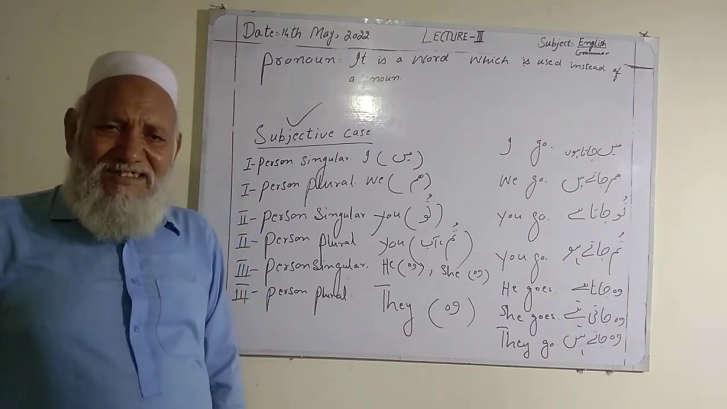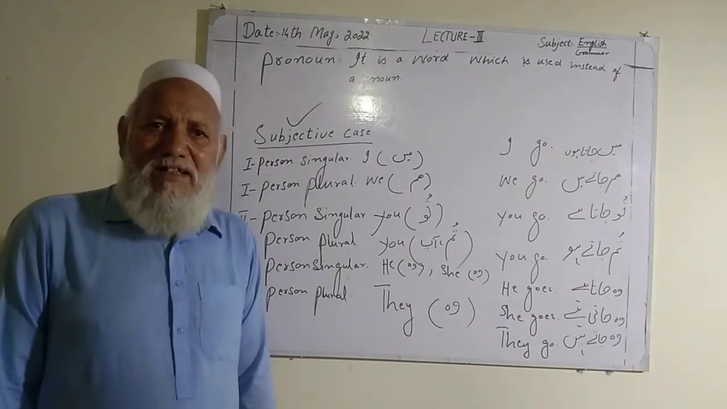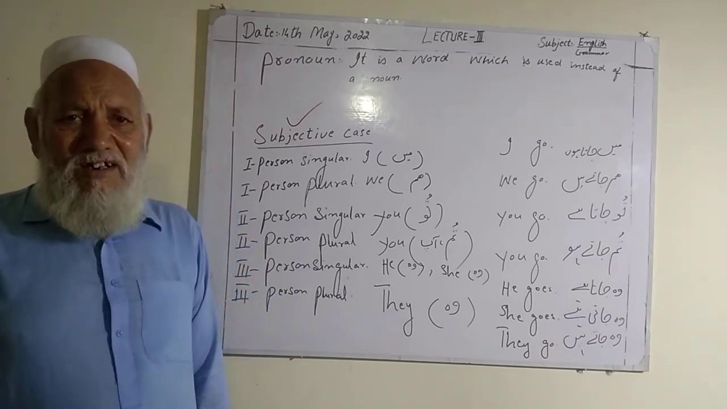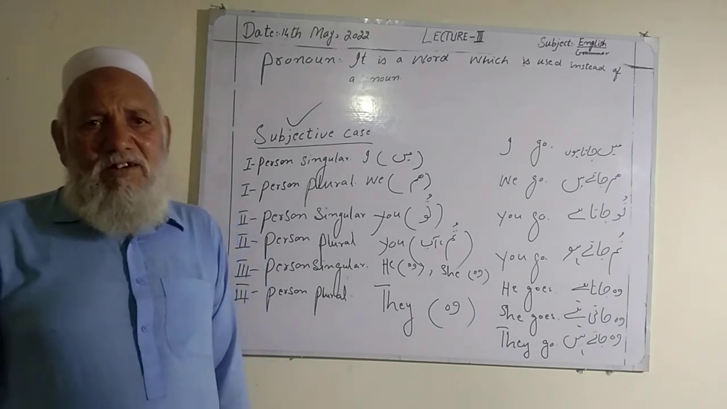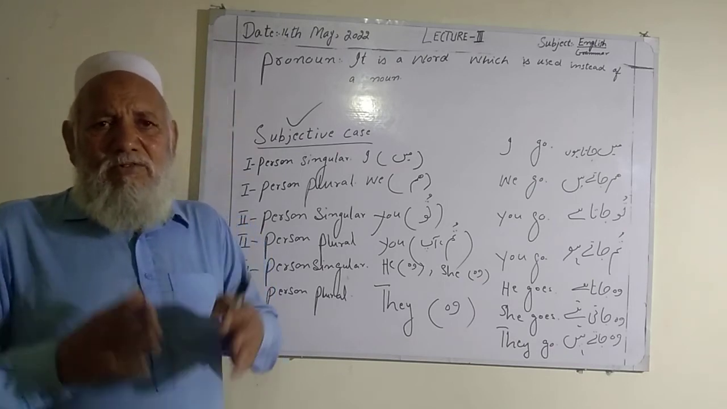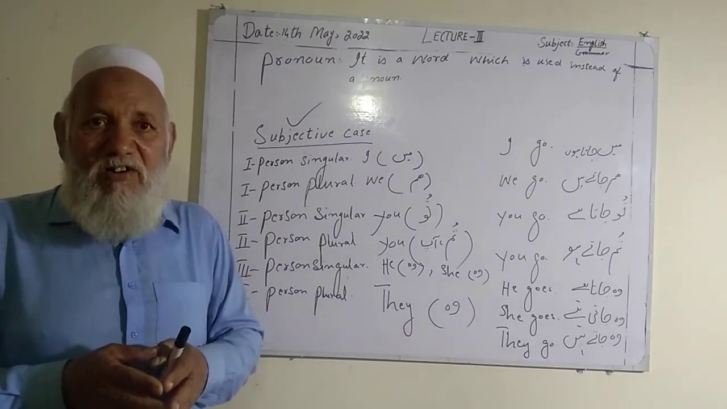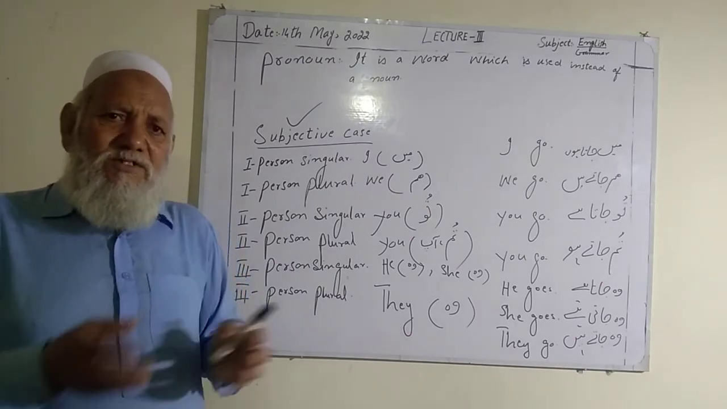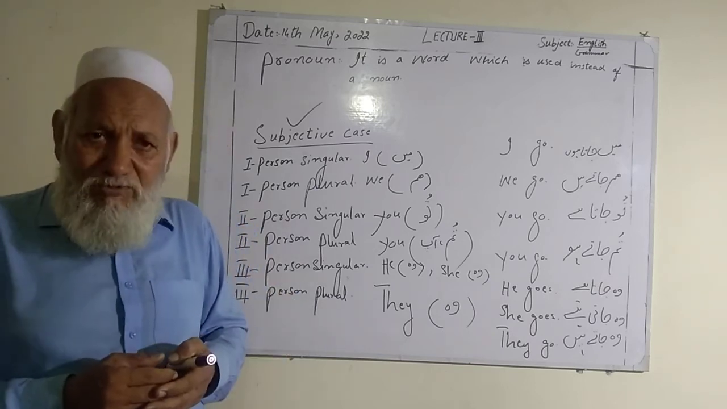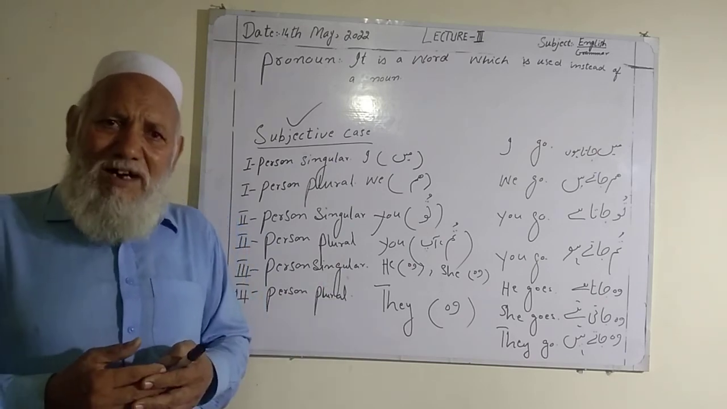Already I have started from the grammar, and then word, then second alphabet, third word, and fourth sentence. But now we have told you that a sentence has 8 parts or 9 parts. Now one by one we discuss these parts of the sentence. Already we have covered the noun, and today we have covered some part of pronoun, but later on we will also deliver other lectures for pronoun.